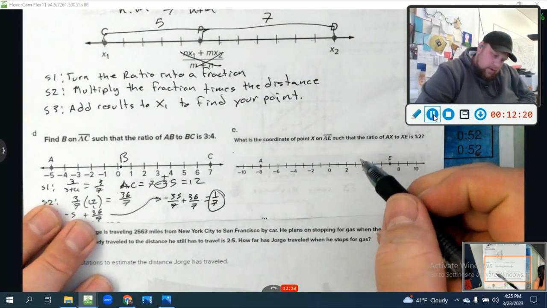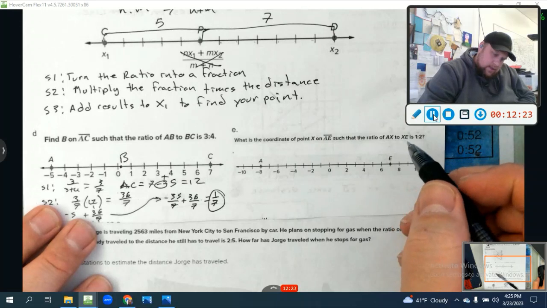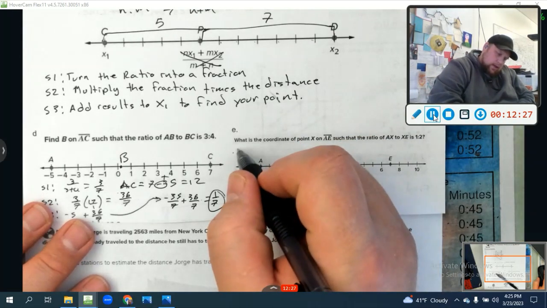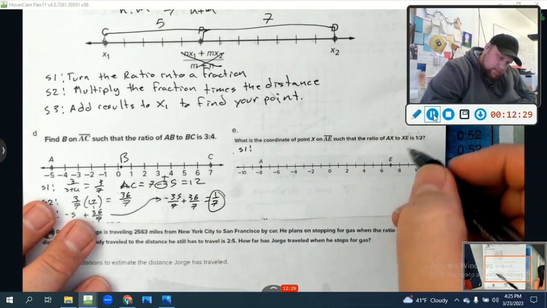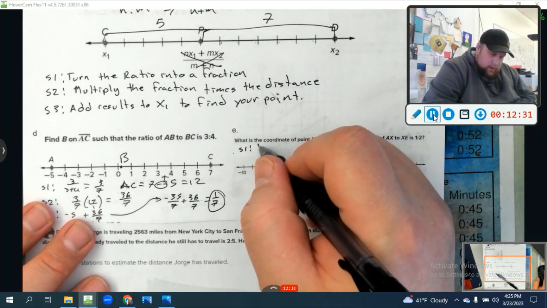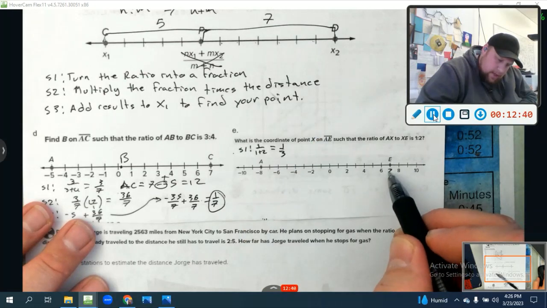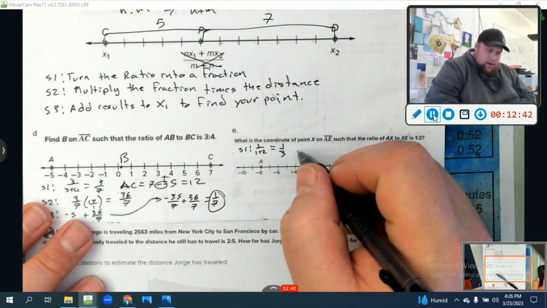Take a minute, read this, give it a shot. Okay. Jorge is traveling 2,563 miles from New York City to San Francisco by car. He plans on stopping for gas when the ratio of the distance he has already traveled to the distance he still has to travel is 2 to 5. How far has Jorge traveled when he stops for gas?